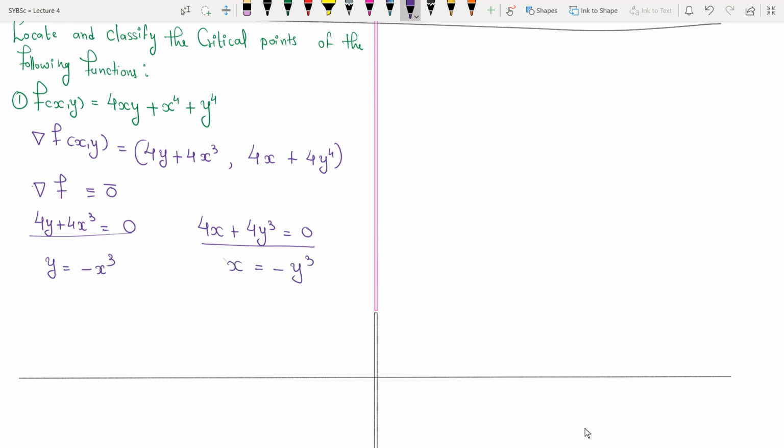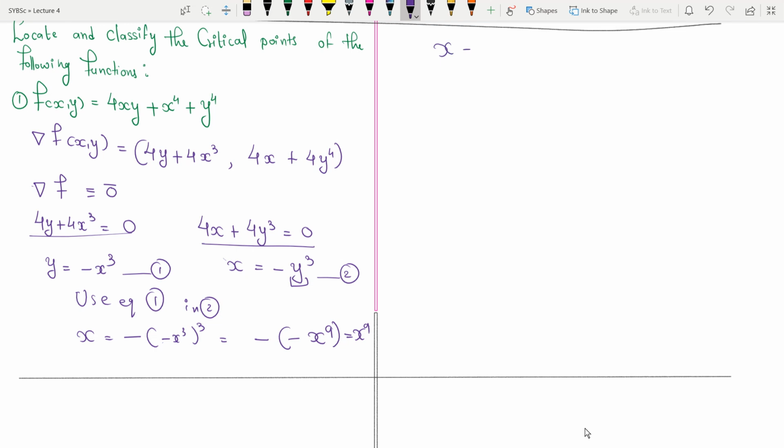So what I can do is use one value in the other one. I have x is equal to minus y cube, and y is equal to minus x cube. So I'll just use equation 1 in 2. That means x is equal to minus, in the place of y I can write minus x cube whole cube. Minus cube is again minus, hence it will be minus x raised to 9, hence it is x raised to 9. So my x is equal to x raised to 9.